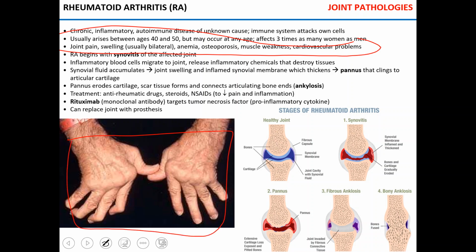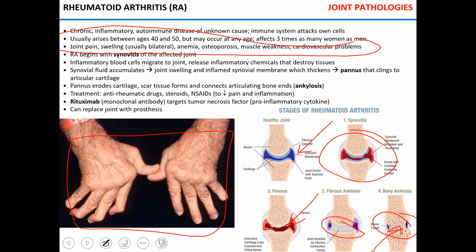So first, there's an inflammation of the synovial membrane known as synovitis. Synovial fluid accumulates as the result of synovitis, which leads to joint swelling. The synovial membrane thickens, leading to the formation of pannus, which starts to erode articular cartilage. Eroded cartilage exposes the ends of the bones, which start to rub against each other, forming connective scar tissue between the bones, and that results in fibrous ankylosis. Eventually, connective tissue ossifies, forming bony ankylosis. You can imagine at this point, a joint is not movable.